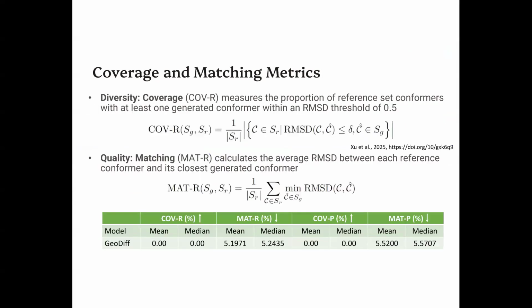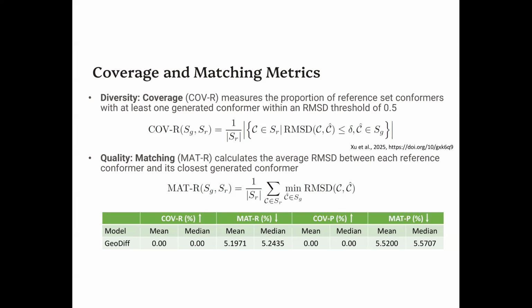Okay, so to test the model, we use the usual metrics, which are the coverage and the matching. The coverage measures the proportion of conformers in the reference set which have at least one generated conformer in the test set, and the match between them is measured by the root mean square deviation. We use a threshold of 0.5 for that match. And to measure the quality, we use the matching, which calculates the average of the root mean square deviation between each reference conformer and its closest generated conformer.